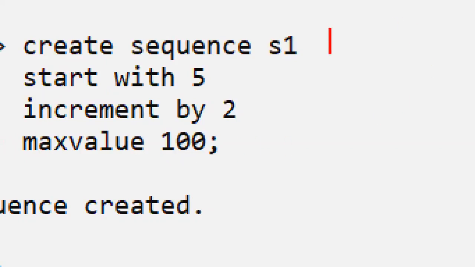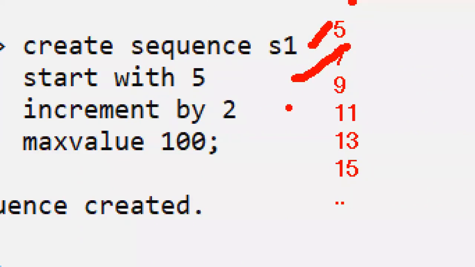Just what is the first value? Based on this knowledge, maybe logically you can tell, very easy. The first value is how much? 5 only in this sequence. Next value is how much? 7. Next value? 9. Next value? 11. Next value? 13. Next value? 15. Like this only. That's why it is so easy: start value, increment, and maximum value. Like this only, it automatically generates the sequence numbers.